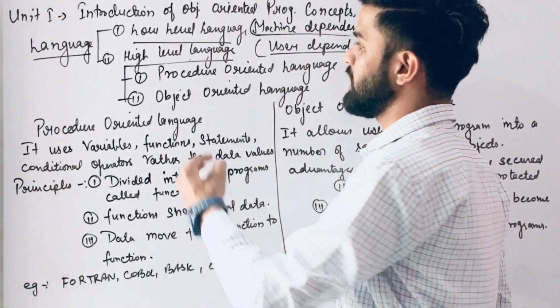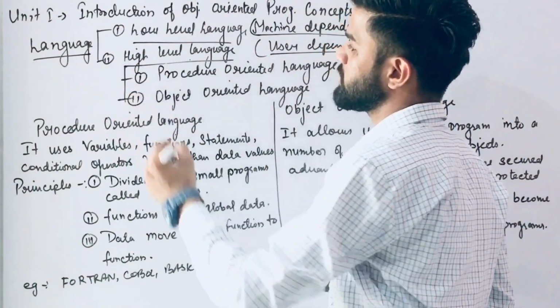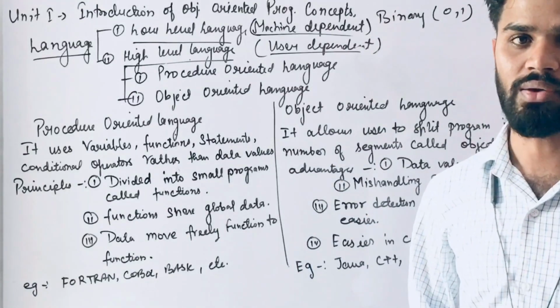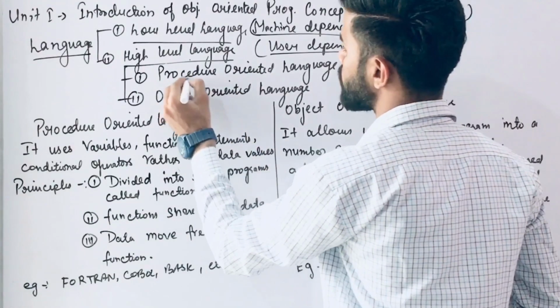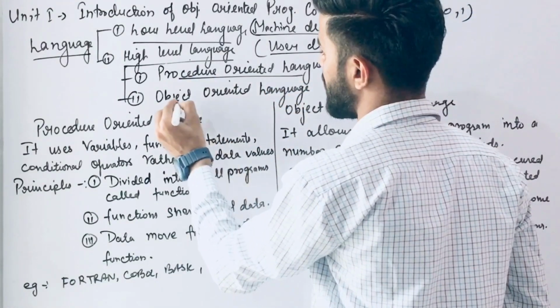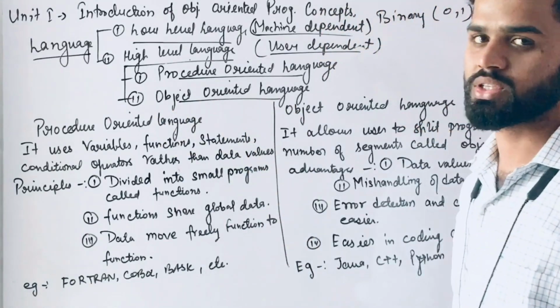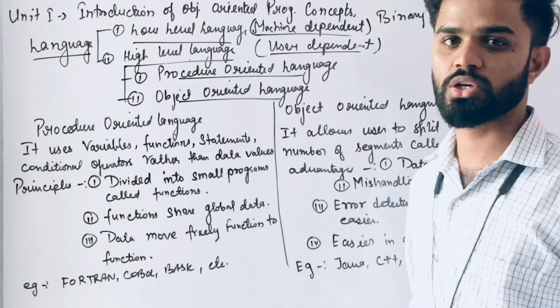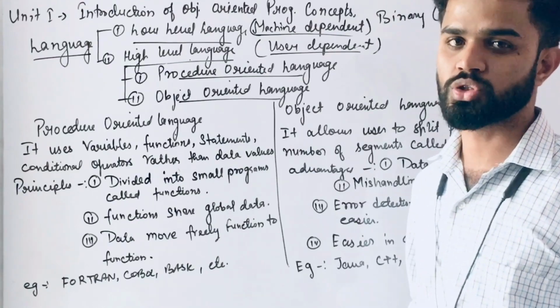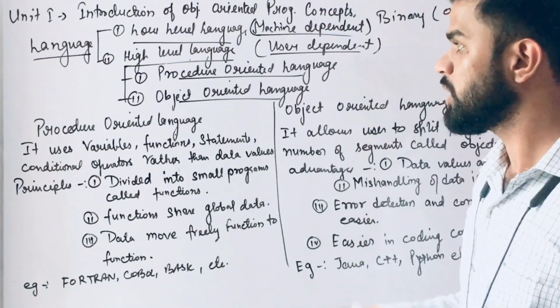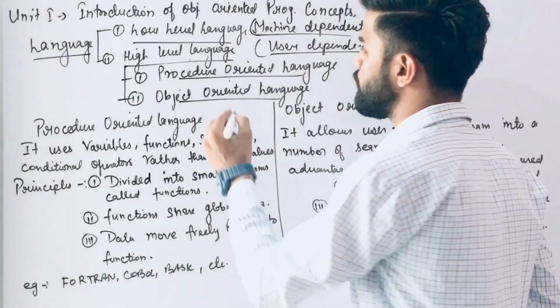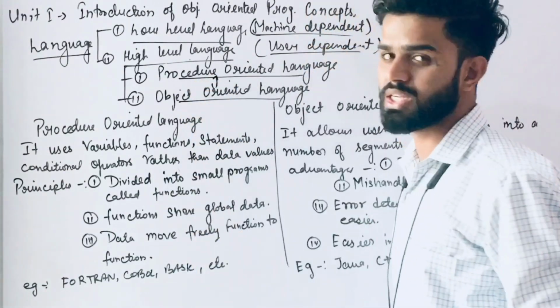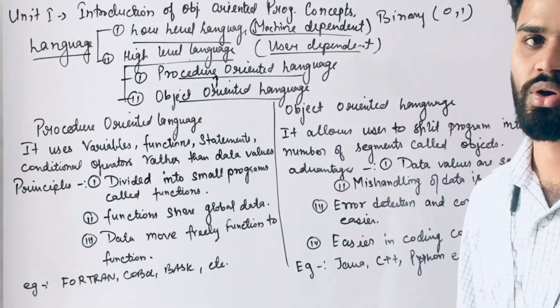Now the next thing is, what is high level language? There are two types of high level languages. The first is procedure oriented language and the other is object oriented language. Now the next thing is, what is the difference between both languages, and what is procedure oriented as well as object oriented language.